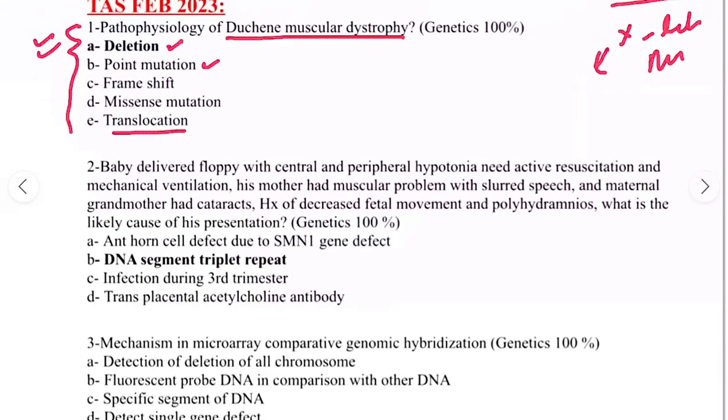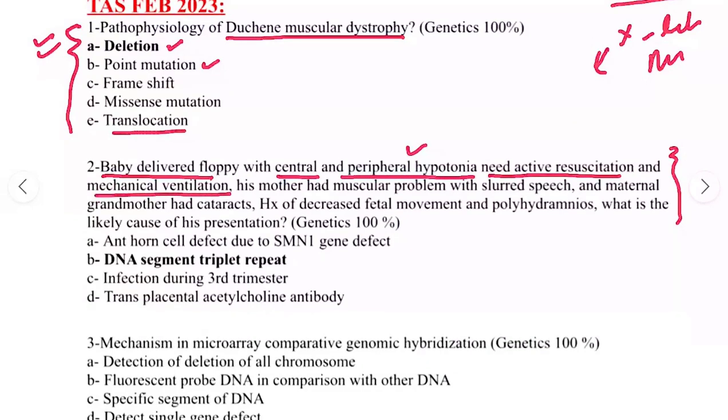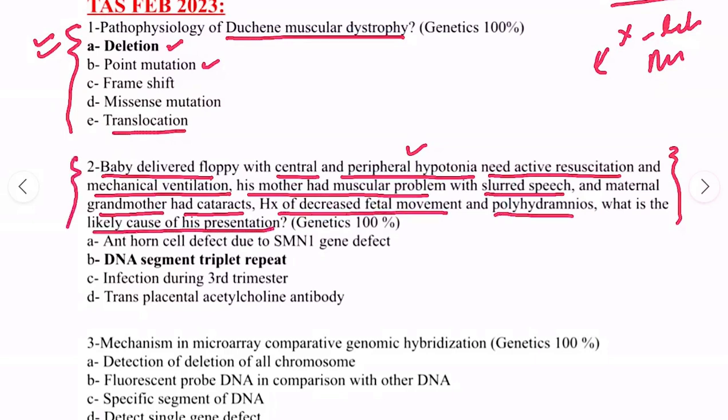Now here you will come to know what the diagnosis is, but here we have to learn which type of questions come after reading the diagnosis. You will tell me what the diagnosis is. Baby delivered floppy with central and peripheral hypotonia, needing resuscitation and mechanical ventilation. His mother had a muscular problem with slurred speech, and the maternal grandmother had cataract. History of decreased fetal movements and polyhydramnios. What is the likely cause of his presentation? What is the diagnosis? Very easy. We have done it in your POP examination clinical cases. What is the diagnosis here?